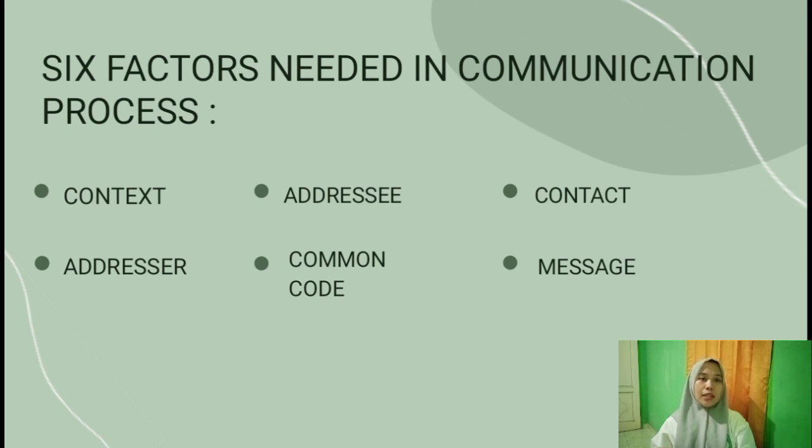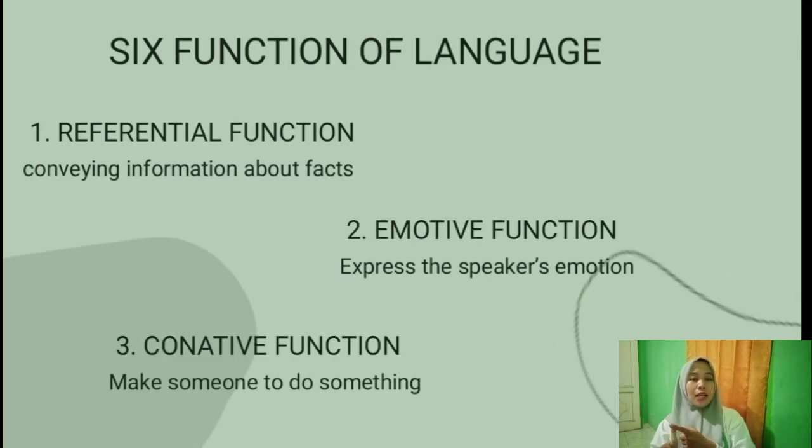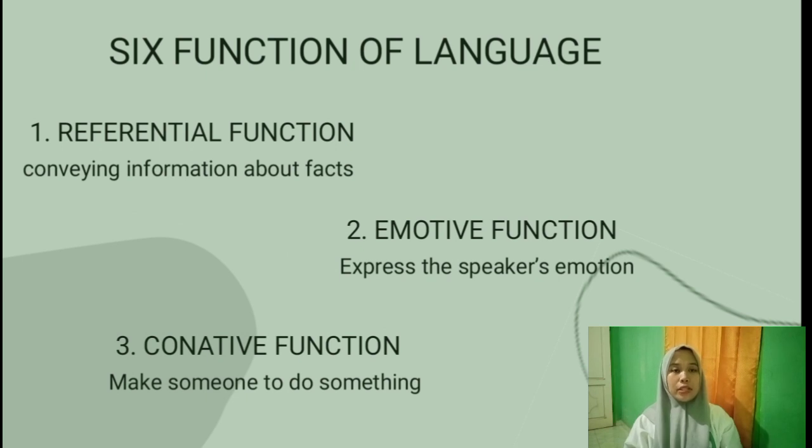The 6 functions of language include, the first one, we call that the referential function. Referential function focuses on context, and we use this function to show things or facts or something that obviously happened. The second function is emotive function. This function is also known as expressive function.